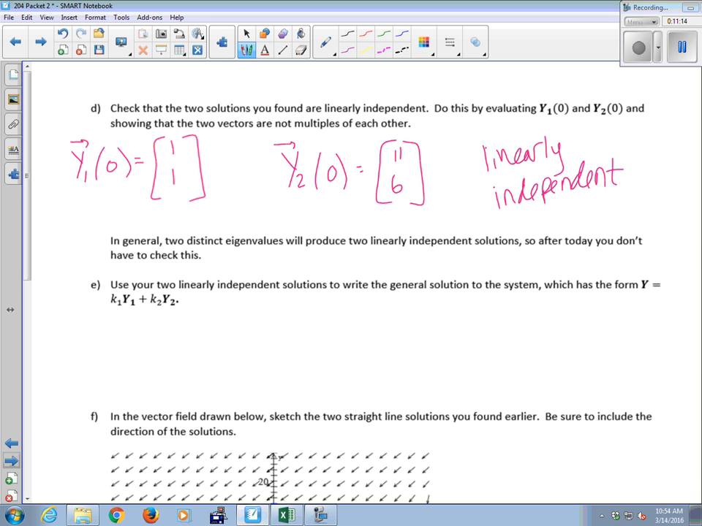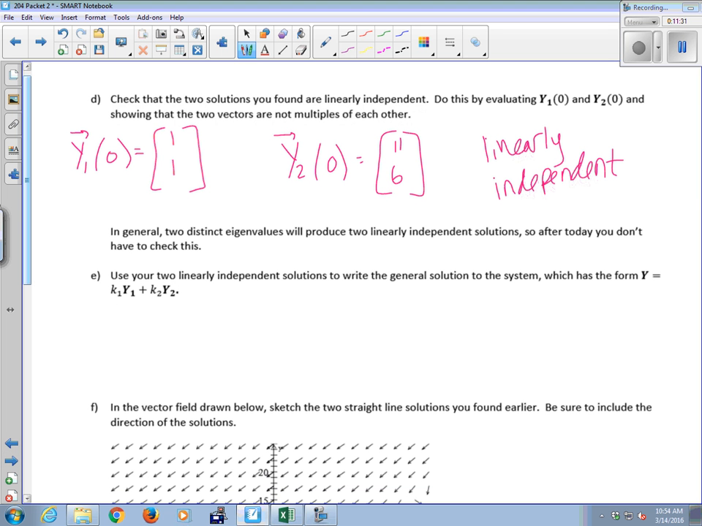In general, when you get two distinct eigenvalues, if you're solving for eigenvalues and you get two different numbers, they'll always produce two linearly independent solutions. So after today, you don't have to check this. You can assume that it'll always work.